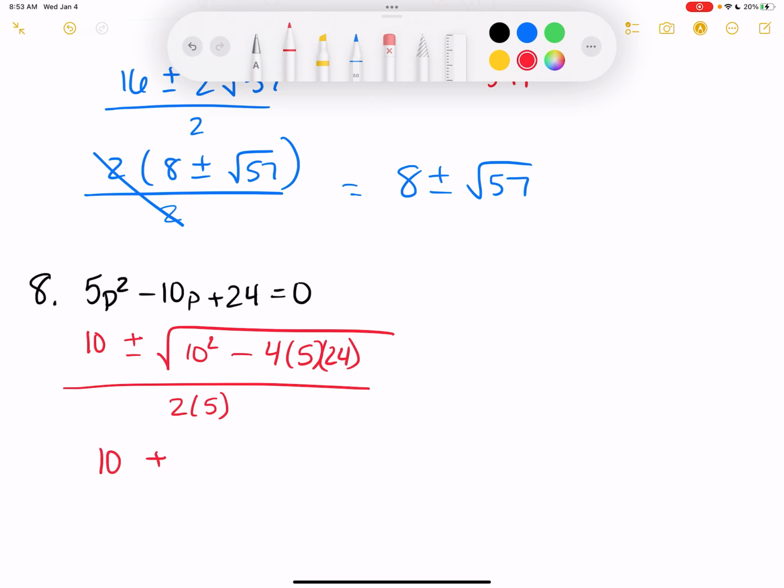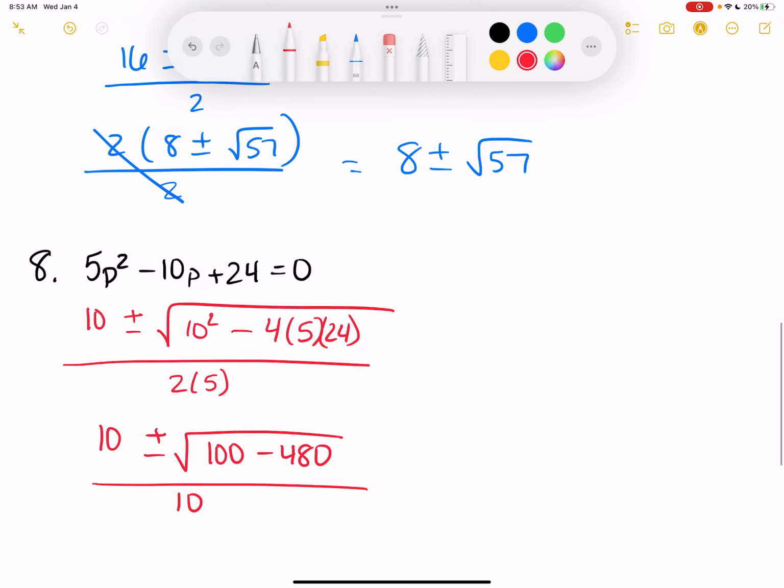So 10 plus or minus the square root of 100 minus 480, over 10. And this is also where sometimes people are like, oh, 10 and 10, cancel, boom. And I'm like, no, can't do it.